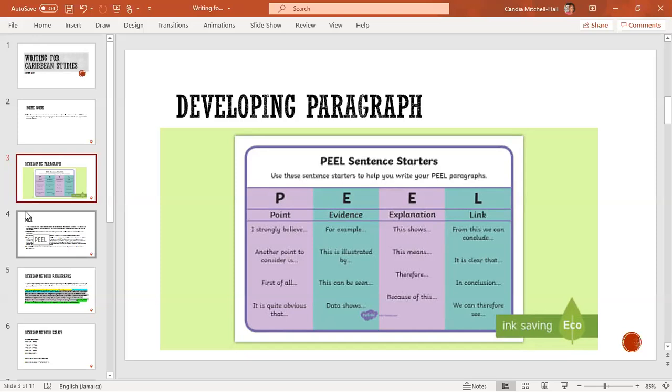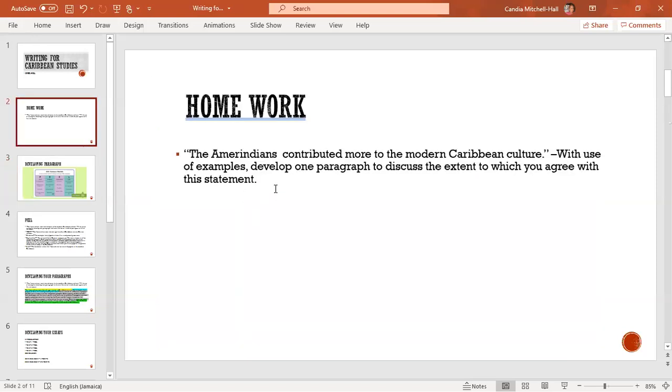But however, if you should get this question for 20 marks in CXC, you need to have enough information to write. All right, so the Amerindian contributed more to the modern Caribbean culture. This is a question from a past paper. With the use of examples, discuss the extent to which you agree with this statement. I just said develop one paragraph to discuss the extent to which you agree. But the question would have gone ahead and said to discuss the extent to which you agree with the statement.